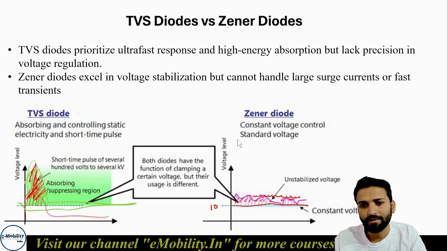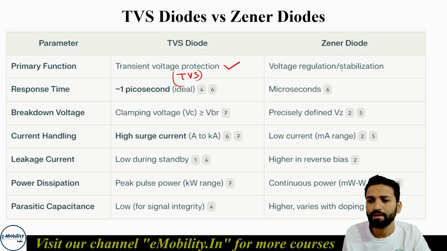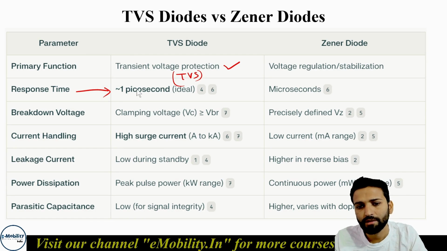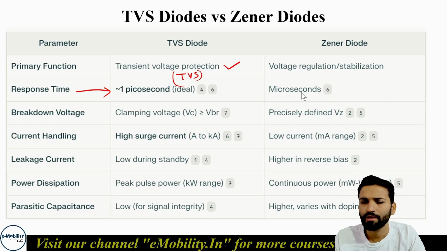Another basic difference is that a Zener diode is rated for a very small or limited current rating, while TVS diodes are used for very high energy absorption. So this is one difference. TVS versus Zener diode. TVS is a transient voltage protection diode, which is where the name TVS comes from, and Zener is for voltage regulation or stabilization. Response time: because TVS is used for protection, it is less than 1 picosecond. A picosecond means 10 to the power minus 12 second. While Zener we do not use for protection, so its response is a fair amount of microseconds.